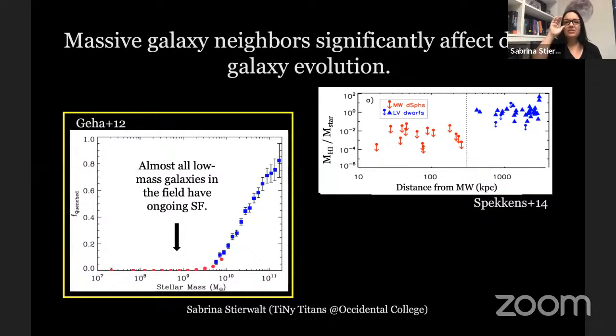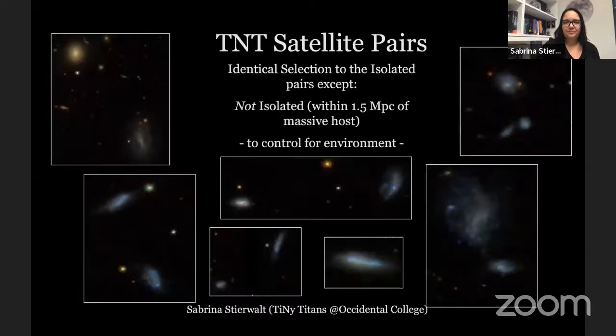So this gets back to the question of what are the end products of a dwarf-dwarf merger? If dwarf mergers end in red quenched dwarfs, just like we think massive galaxy mergers can end in red quenched galaxies, why don't we find the red quenched dwarfs out in the field? So that's one thing we're trying to investigate.